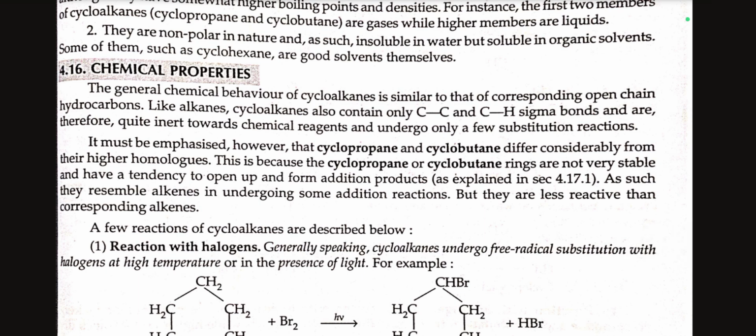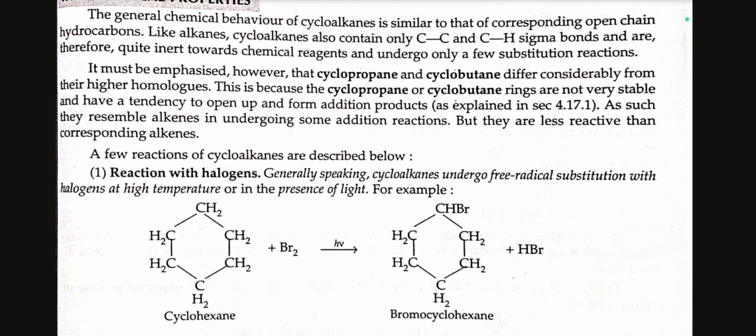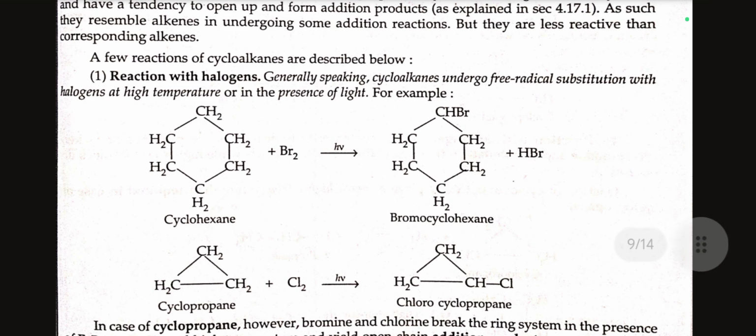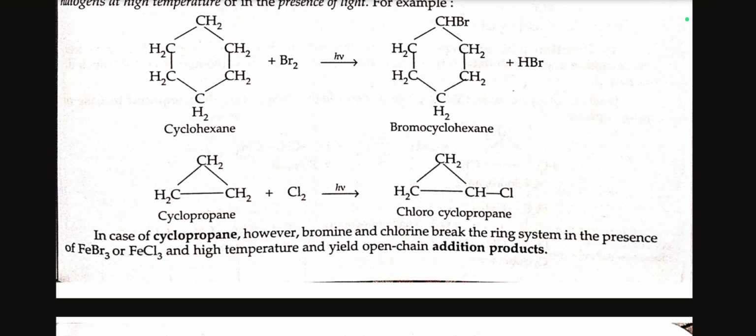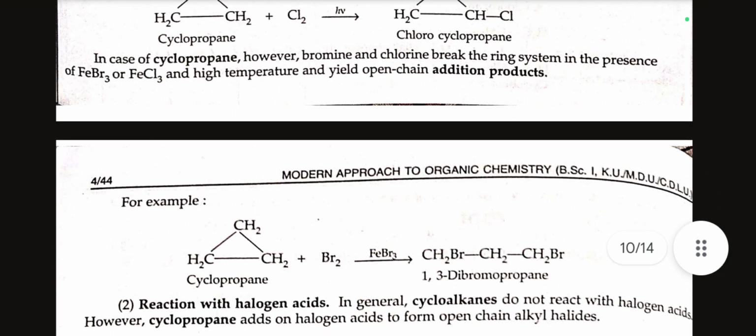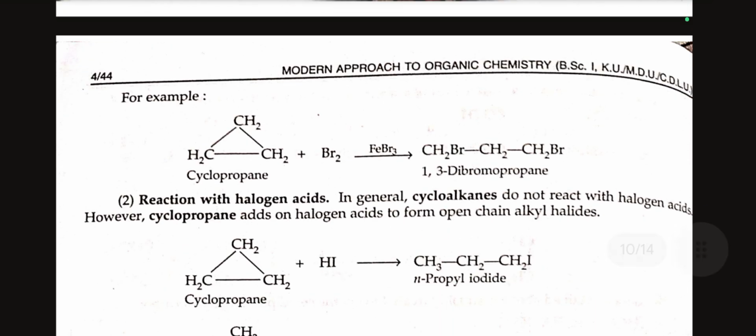Reaction with halogens. Generally speaking, cycloalkanes undergo free radical substitution with halogen at higher temperature or in the presence of light. For example, cyclohexane plus Br2 under h nu gives us bromocyclohexane, and cyclopropane plus Cl2 in the presence of light gives us chlorocyclopropane. In case of cyclopropane, however, bromine and chlorine break the ring system in the presence of FeBr3 or FeCl3 and high temperature and yield open chain addition products. For example, cyclopropane plus Br2 in the presence of FeBr3 gives us 1,3-dibromopropane.